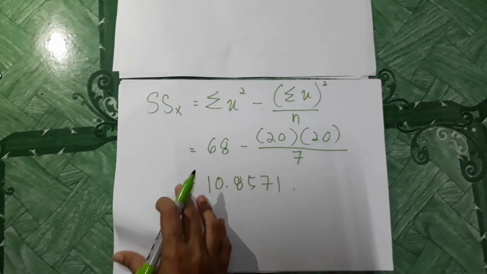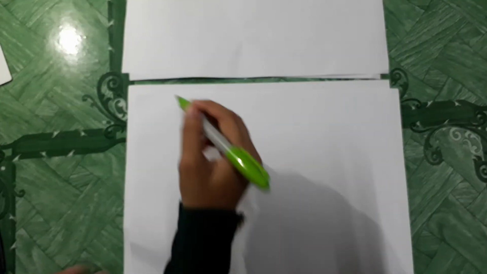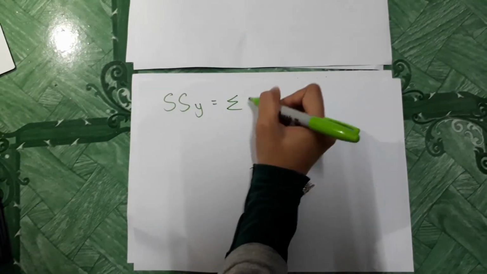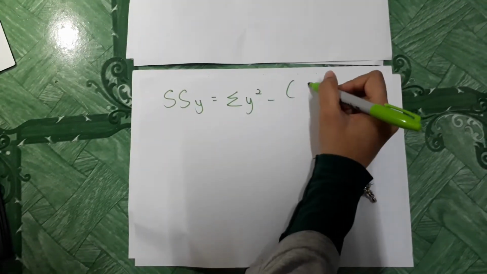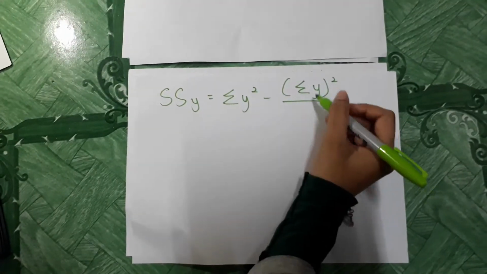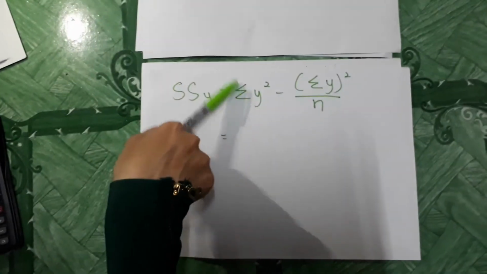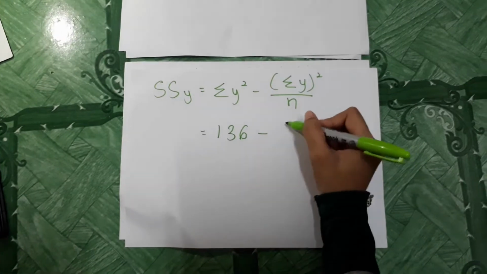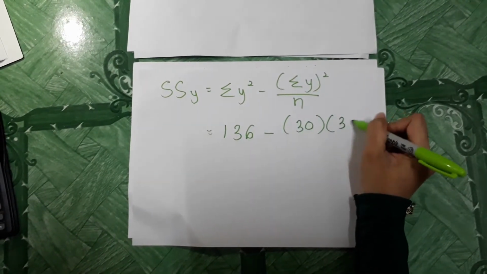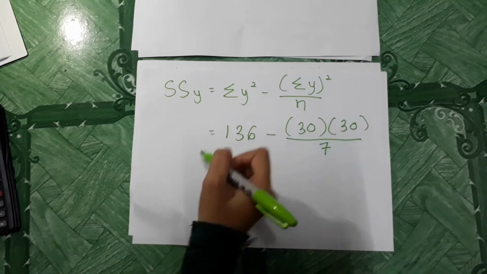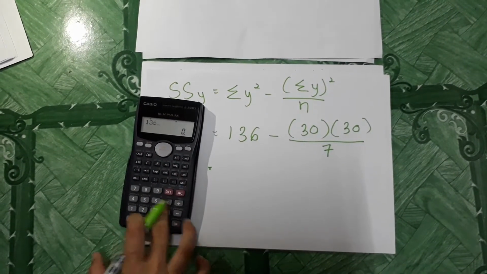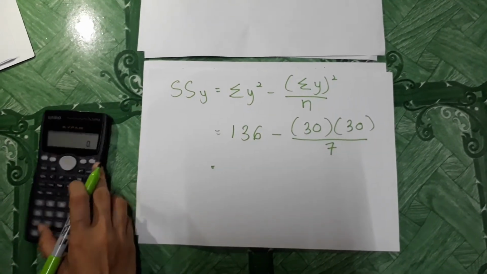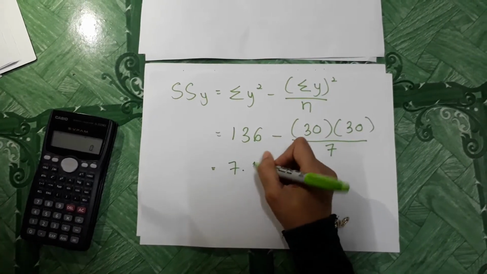Okay, next. Find the SS for Y, which uses the formula of total Y squared minus total Y squared over n. Use the values that we have found before, which is 136 minus 30 times 30 over 7. Use the calculator and you will get the answer 7.4286.